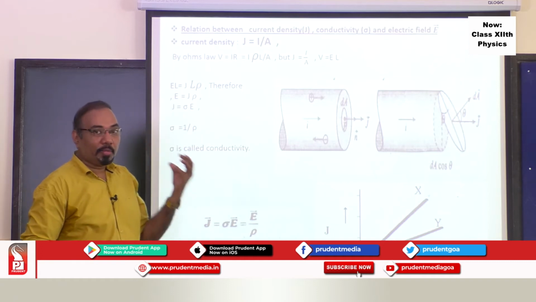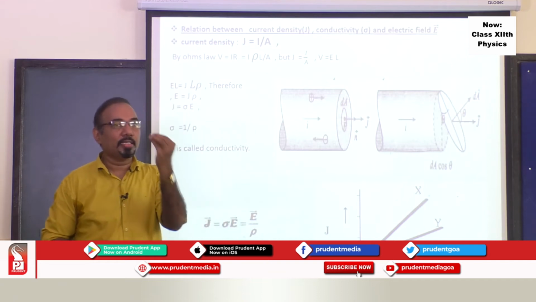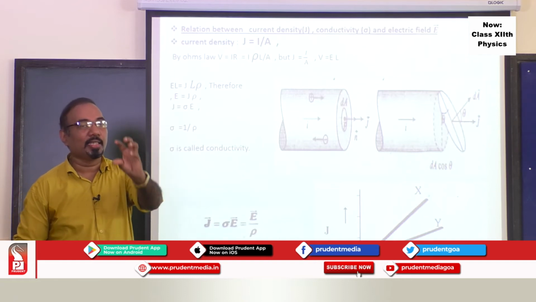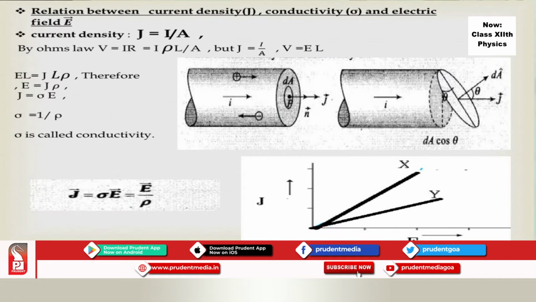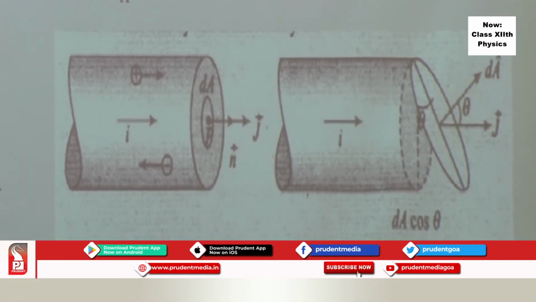And let me tell you, my dear friends, current density is a vector quantity. Current is a scalar quantity, current density is a vector quantity. One can write this as J vector equals σ into E vector. Now, the current density is always measured perpendicular to the cross section of the conductor. The flow should be normal to the cross section of the conductor.